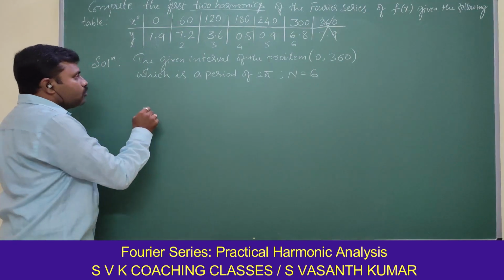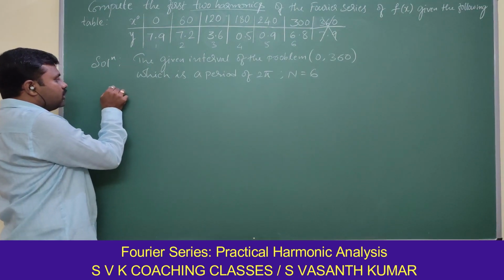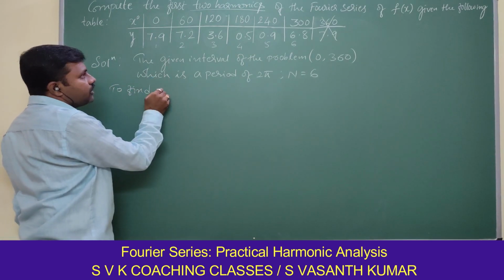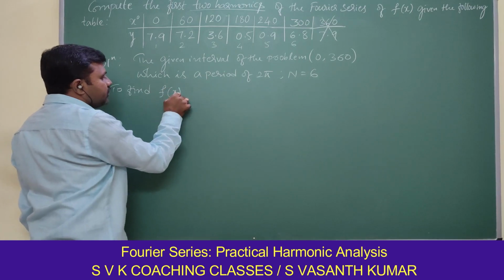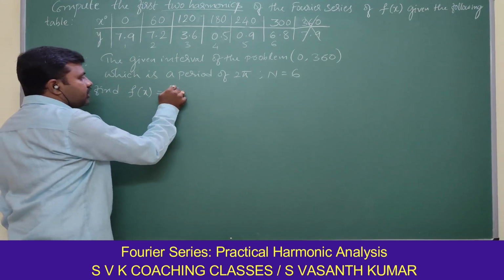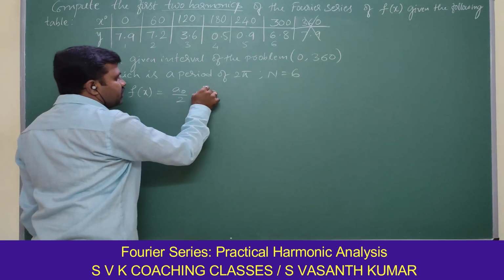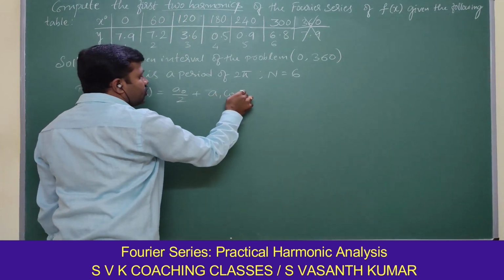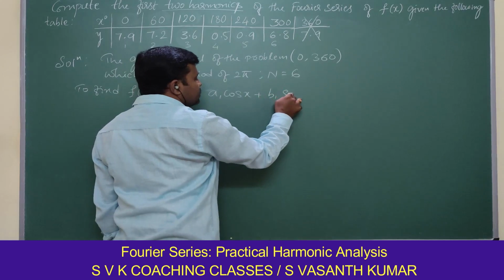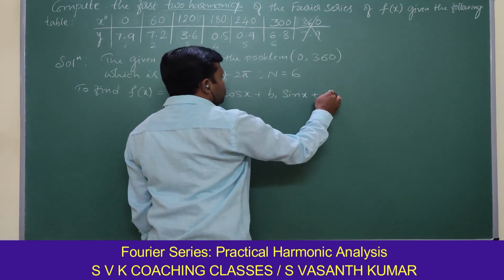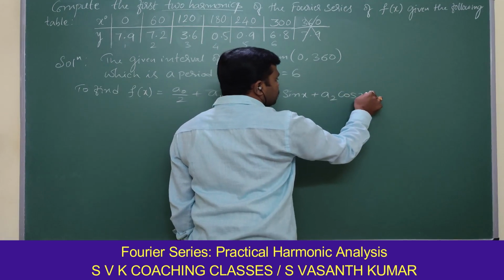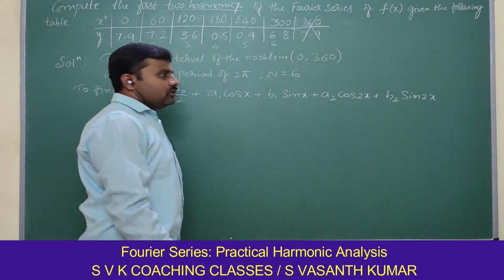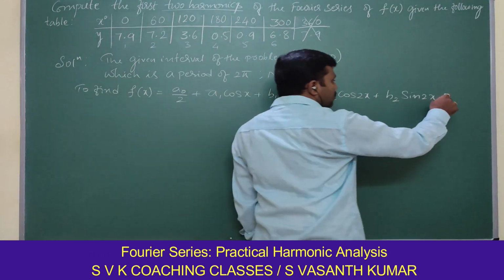So what do we need to find? We require f of x. The harmonic analysis of the Fourier series f of x is given by a naught by 2 plus summation, or as they have asked two harmonics here, a1 cos x plus b1 sin x plus a2 cos 2x plus b2 sin 2x. Name this as equation star.